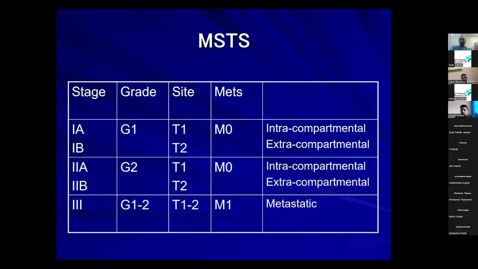Most of the tumors that you would see would probably be 2B, where they are T1 or T2 in size with no metastasis at the time of presentation. They would probably be extracompartmental. Almost 90% of osteosarcomas present at stage 2B.